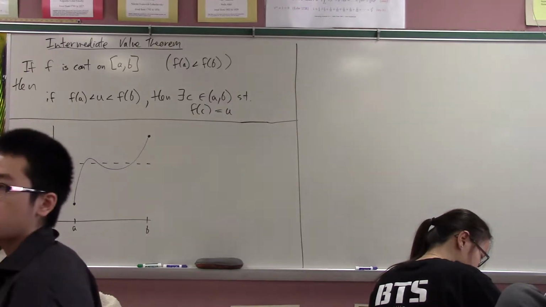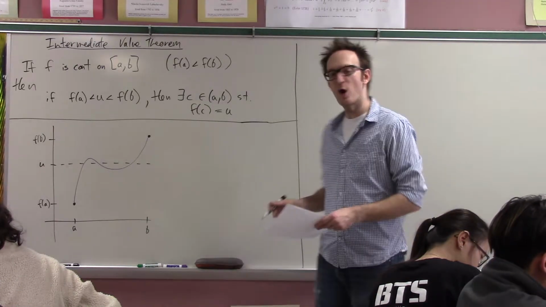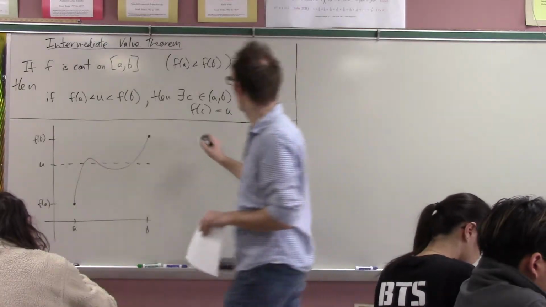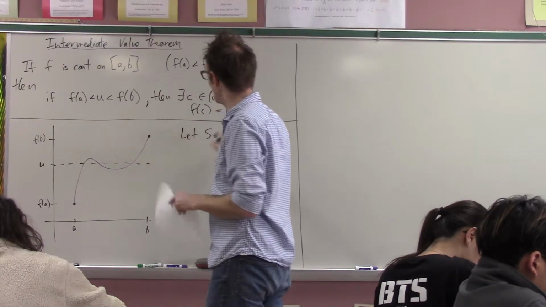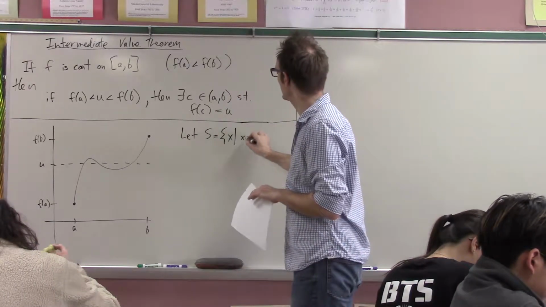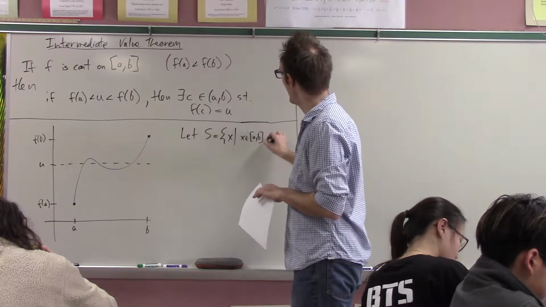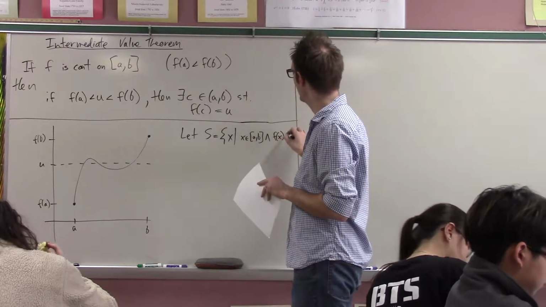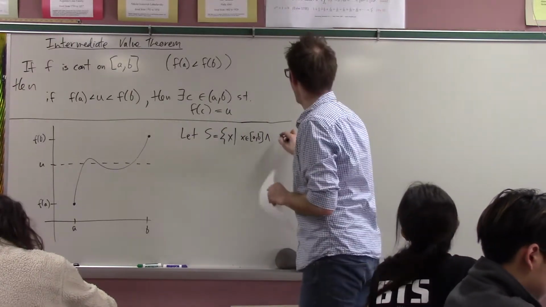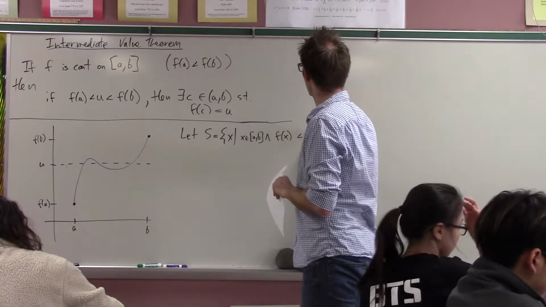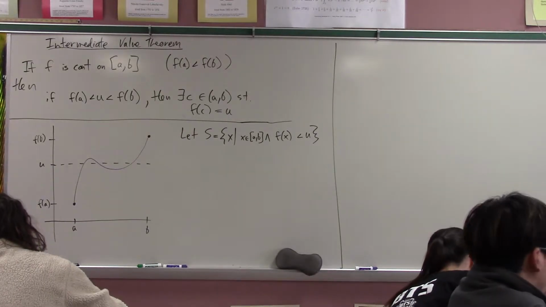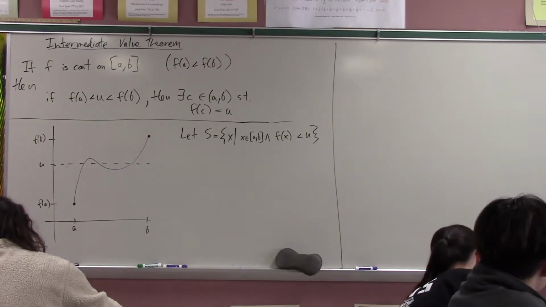And so here is what we're going to do. I am going to construct a set of x values. Let S be the set of all x values where x is in the interval AB and f of x is less than u. So what is S? It's a set of x values which land under u.